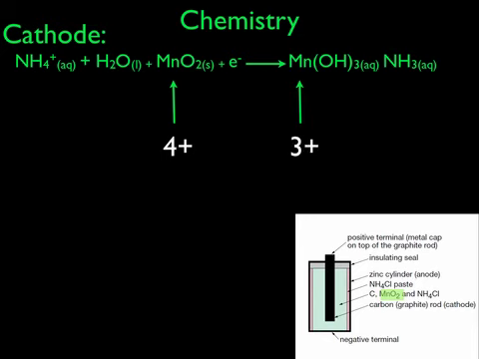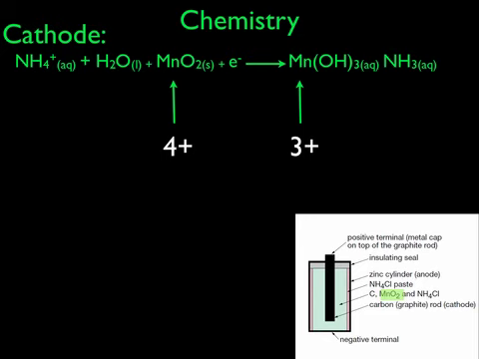On the right-hand side, manganese hydroxide shows that the manganese metal has been reduced from 4+ to 3+. How do we know this? Well, the key is examining the hydroxyl group.